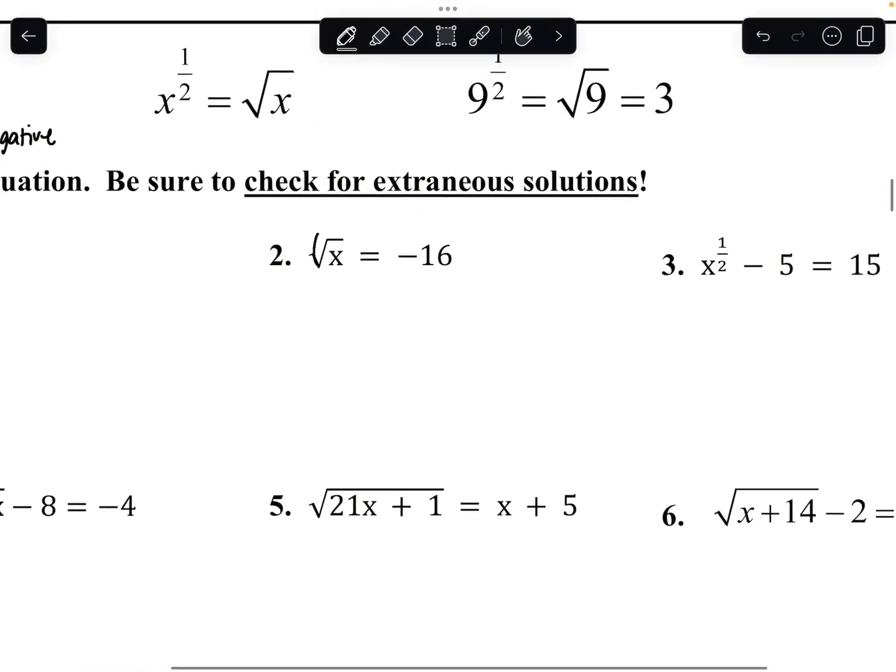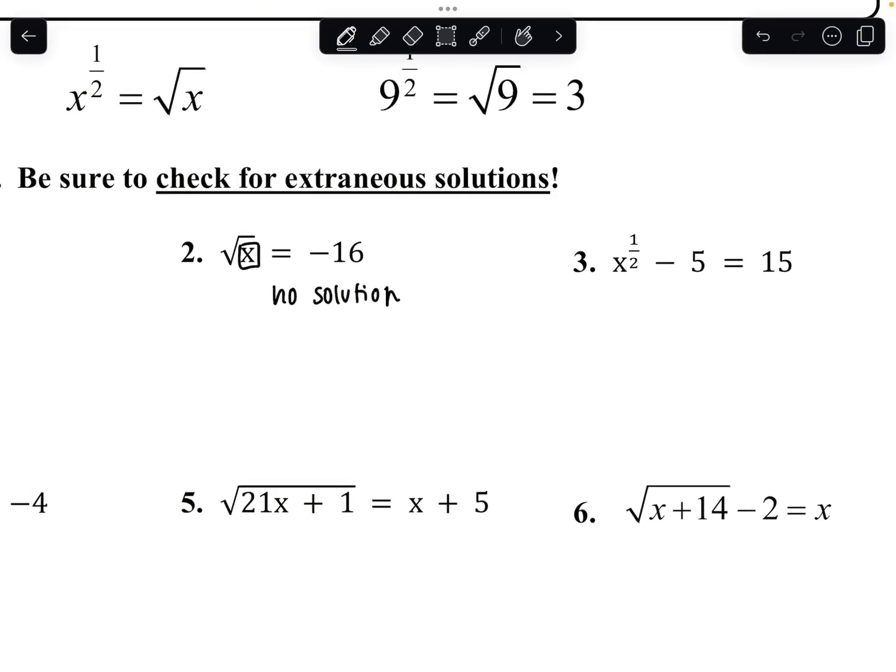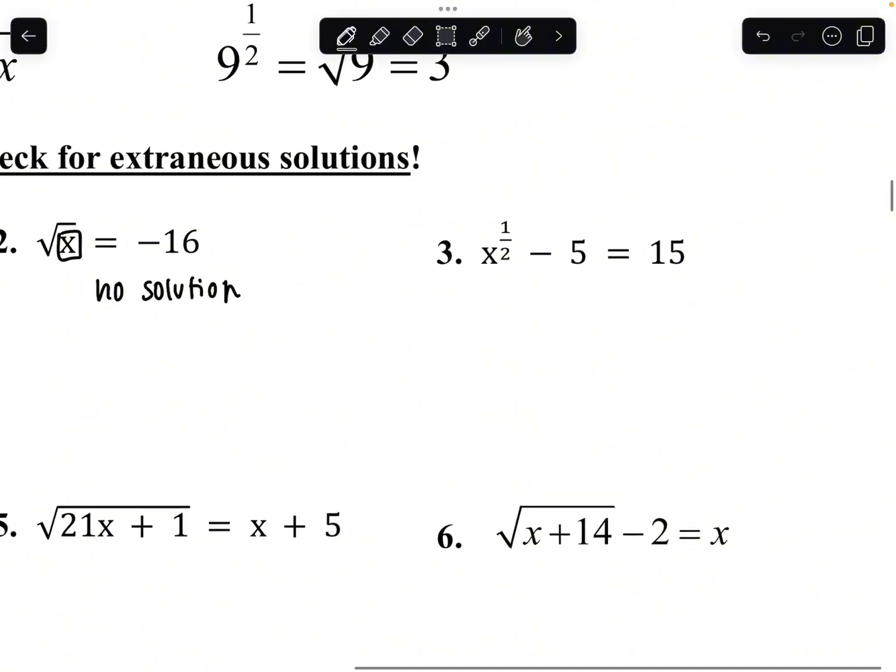Here, if you tried to square both sides to solve this, you would get an answer, but it doesn't work. If you look at our original equation, it's saying the square root of some number is negative 16. We know the square root of a real number cannot be negative, so this would be no solution. Anytime you see square root equal to a negative, you can stop and say no solution.